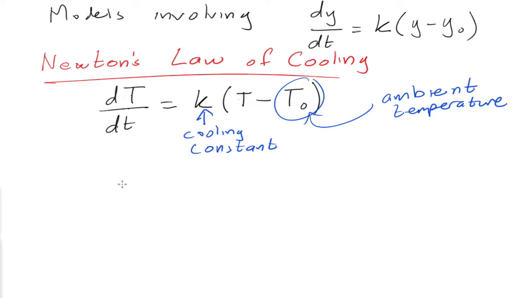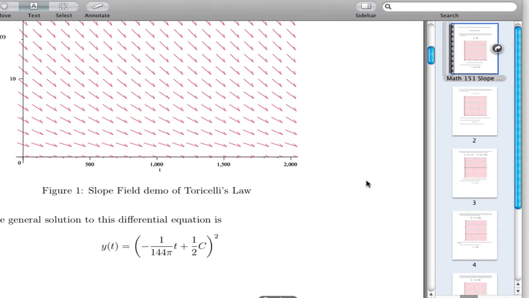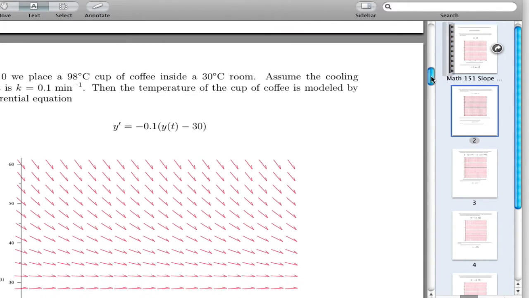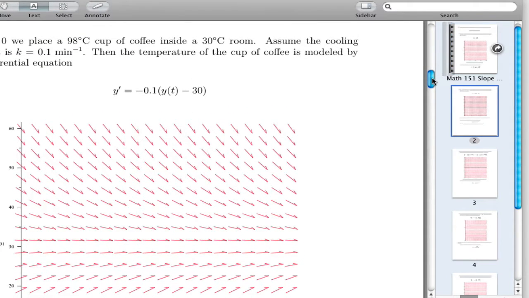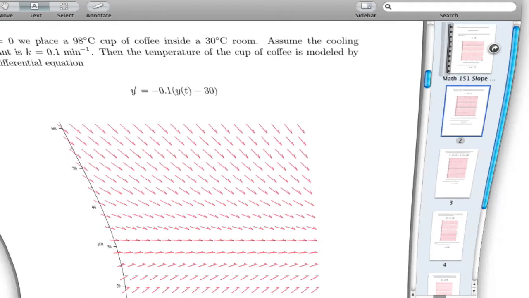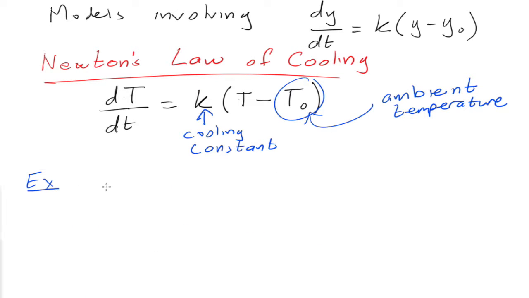All right, so let's do just a quick example of this. Why don't we do the one that we had earlier? Let's bring it up here. We place a 98-degree cup of coffee inside a 30-degree room, assuming the cooling constant is 0.1 minutes to the -1. Well, I gave you the equation, but that's cheating. So let's see here.